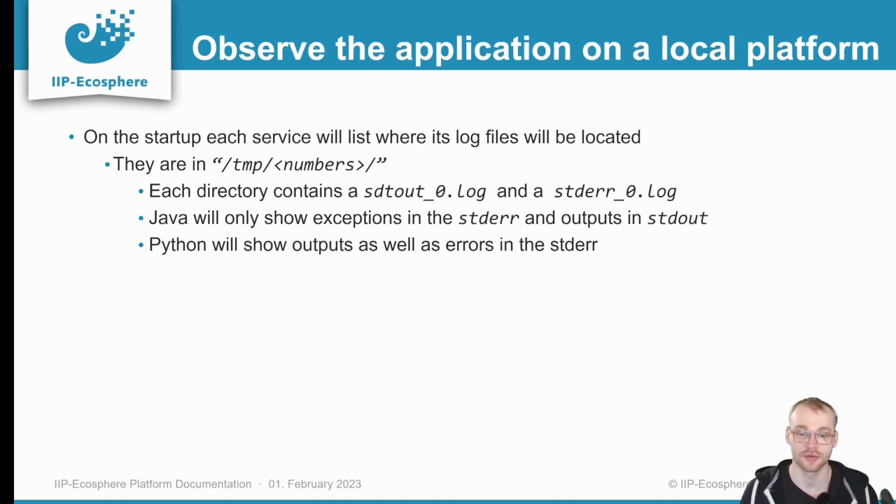Each directory contains a stdout0 log and an stderror0 log. Java will only show exceptions in the stderror and outputs in the stdout. Python will, due to the way it's implemented or integrated into our services, show outputs as well as errors in the stderror file.